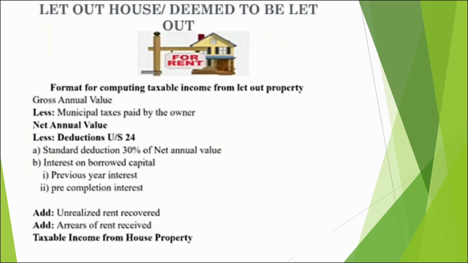Then we add unrealized rent recovered and arrears of rent recovered. If those amounts are available, we add them. If they are not available, we do not take them into account. So finally we get taxable income from house property.